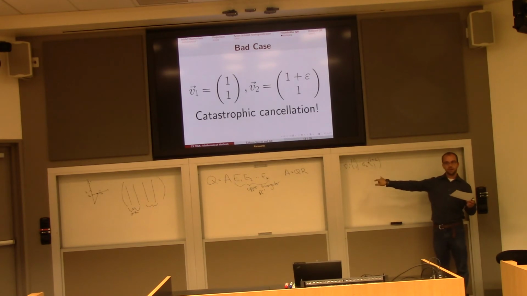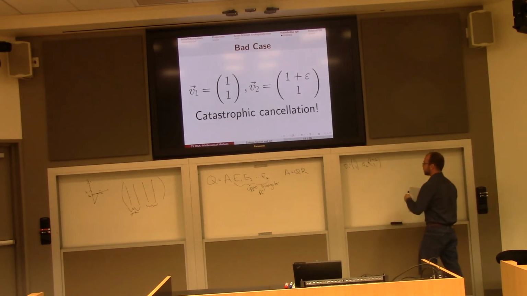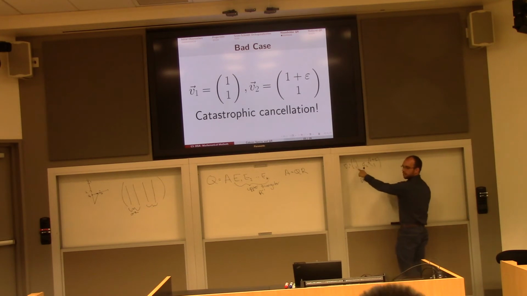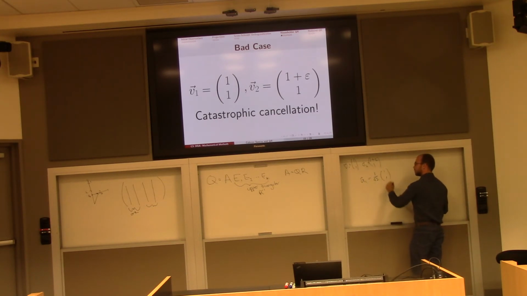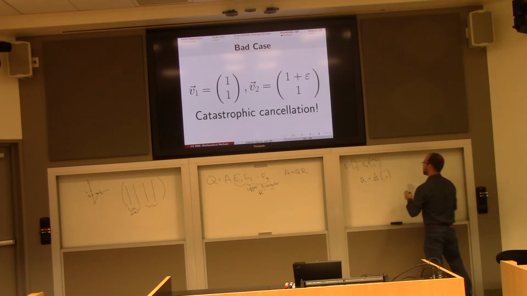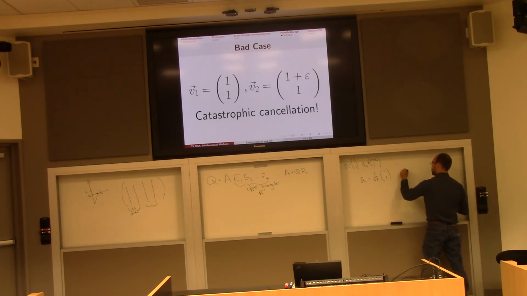But what happens when I run Gram-Schmidt? Well, let's just do it because it's only two iterations. So first, in the first iteration, all I have to do is take this vector divided by its norm, so this is 1 over the square root of 2. Now what is the projection of v2 onto v1, or equivalently onto a1?